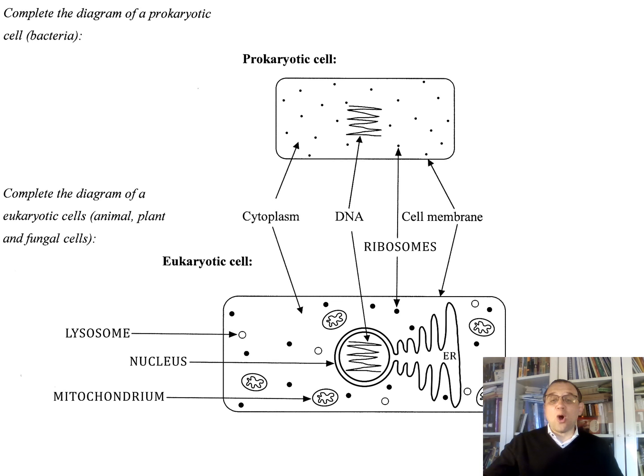Now we're going to draw lysosomes. Another organelle that is surrounded by a membrane, unlike ribosomes. And of course, prokaryotic cells do not have lysosomes. You see, the great majority of prokaryotic cells do not have any membranous structures within them.